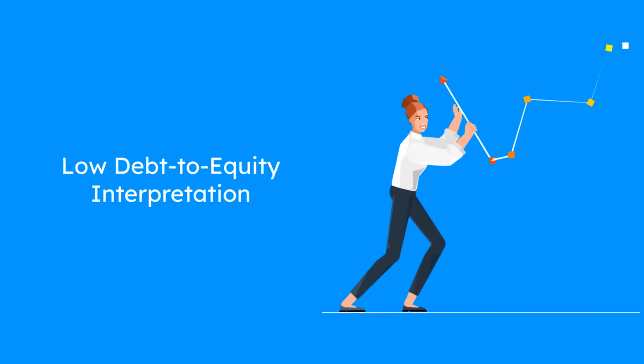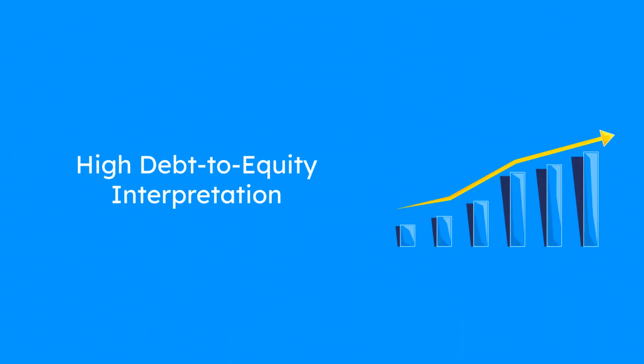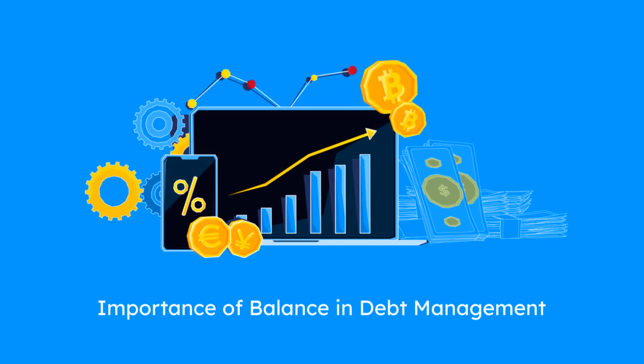Low ratio, the company relies less on debt, good for stability. High ratio could mean higher financial risk, but might also indicate aggressive growth strategies. Balance is key. Look for companies that manage debt responsibly while funding growth.